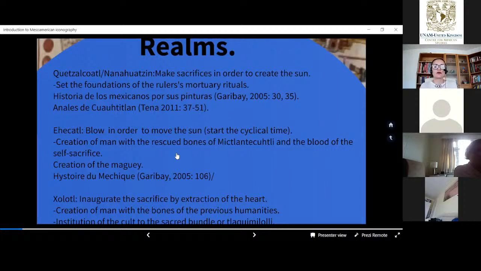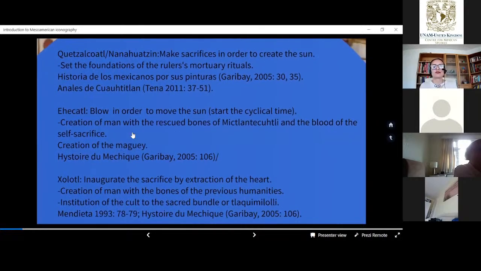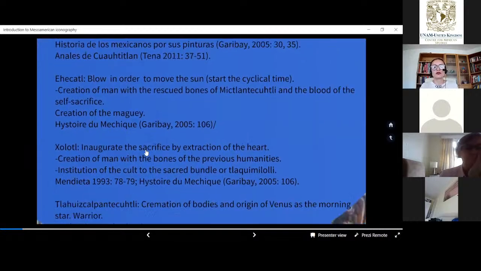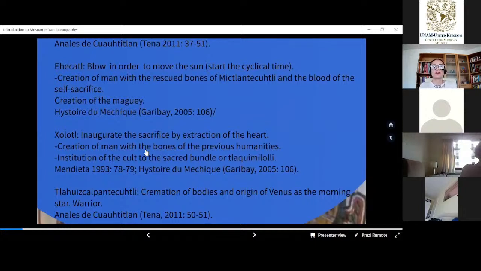In the case of when he's Ehecatl, or where he is the wind, he is related to the creation of the human beings, and also is related to the creation of maize. And it's a journey that he has to do in order to create the humans. And as Xolotl, or the twin, the monstrous dog, he has a lot of importance because he is related to the sacrifice by extraction of the heart, and is as well related to the creation of the humans, because he goes with Quetzalcoatl, it's like a double identity that has to go to the underworld to recover the bones of the previous humans in order to create the new humans that will inhabit Earth during the fifth sun. And also, he is related to Venus. And as you can see, it's a lot of identities that he has, a lot of titles.